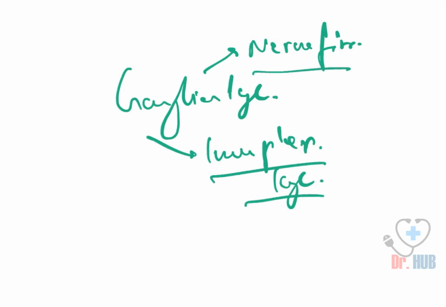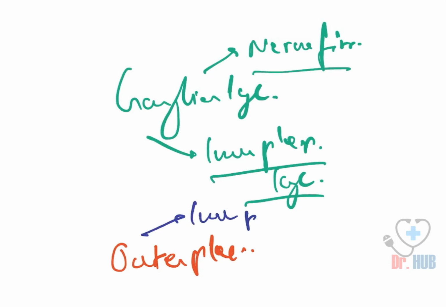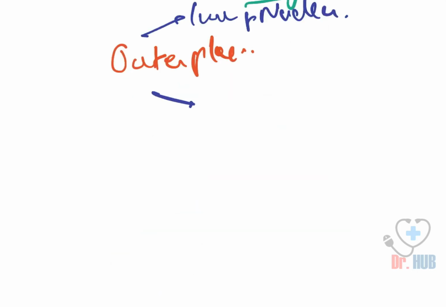Then we asked, where is the outer plexiform layer? In case of the outer plexiform layer, towards the inner side there is the inner nuclear layer, and towards the outside there is the outer nuclear layer. So the outer plexiform is nothing but it is sandwiched between the inner nuclear layer and the outer nuclear layer.